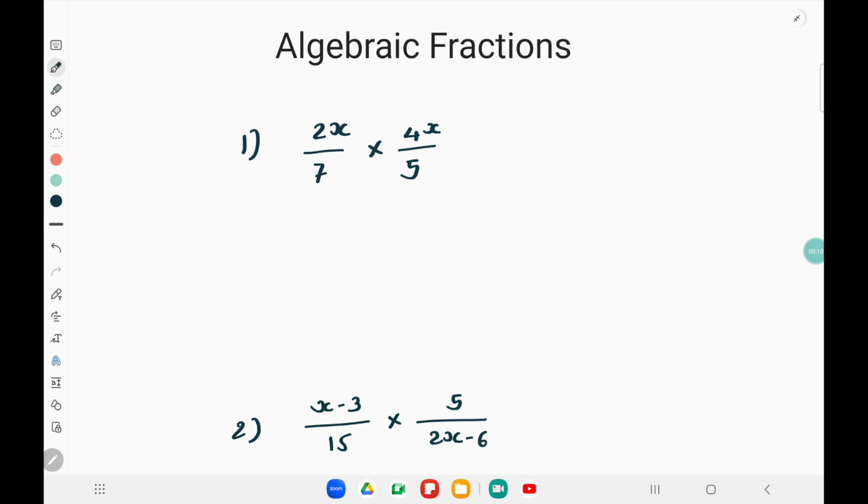Today's topic is algebraic fractions, which we learned yesterday. That is about the addition and subtraction. Today we are going to do algebraic fraction multiplication and division. So let's get started. And believe me, multiplication and division is super easy compared to addition and subtraction.